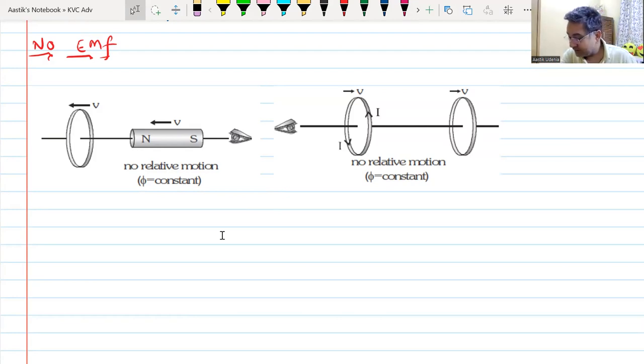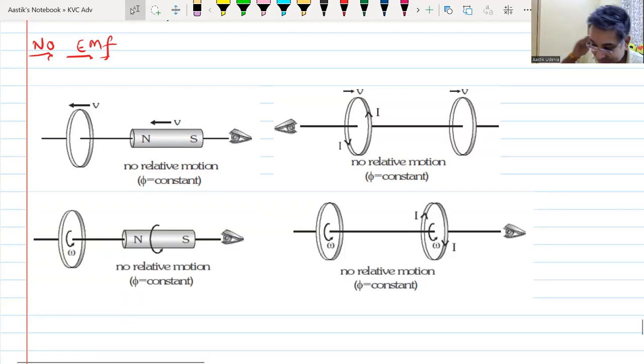Yes, sir. At the same time, if you start to rotate them like this, there will not be any flux linked with each other. There will not be any change of flux, so there will not be any induced EMF. Do you understand this? Note down these cases.